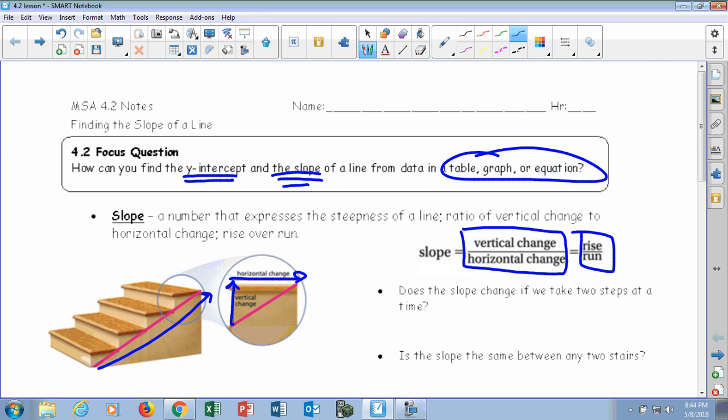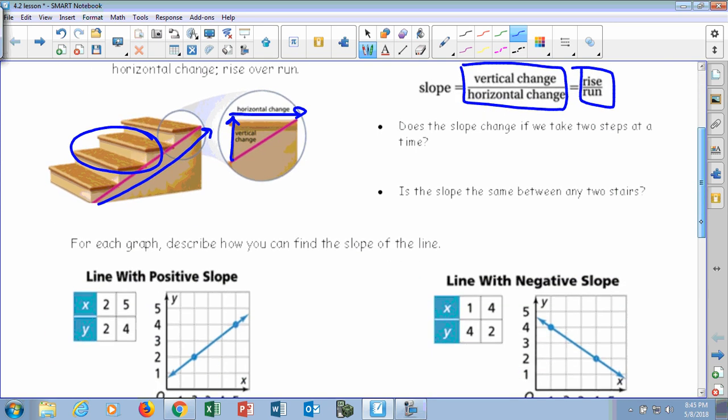Does the slope change if we take 2 steps away at a time? It keeps the same ratio. But obviously the distance between each step doubles because you're taking stuff away. If we were to take these 2 steps away from these two, it's still the same slope. It's just you got some things missing. And is the slope the same between any 2 steps? Yes, especially if it has a common slope. So we're going to get into this right now.